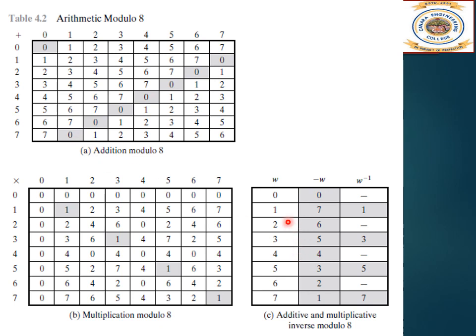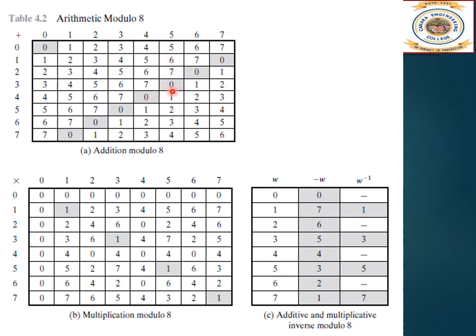So for 1, what is the additive inverse? 7. Because 1 plus 7 is 8, and 8 mod 8 is 0. If I check for 2, what is the corresponding element here? 6. So the additive inverse for 2 is 6. Next, for 3, when I add 3 with 5, I get 0. Again remember, this is not normal addition, this is modulo addition. When I come to 4 and 4, the corresponding cell entry is 0, so the additive inverse for 4 is 4.